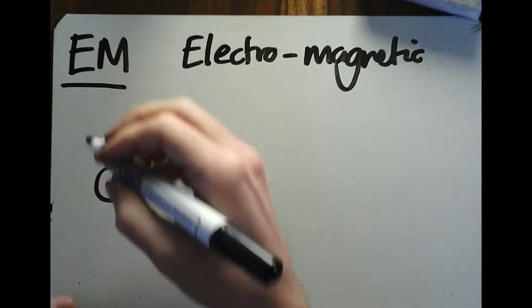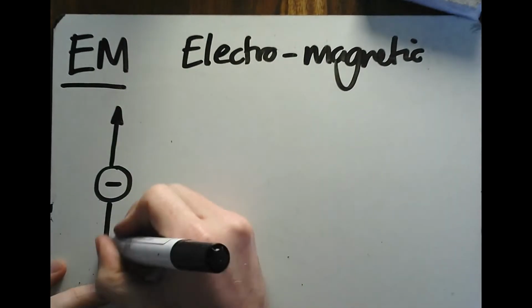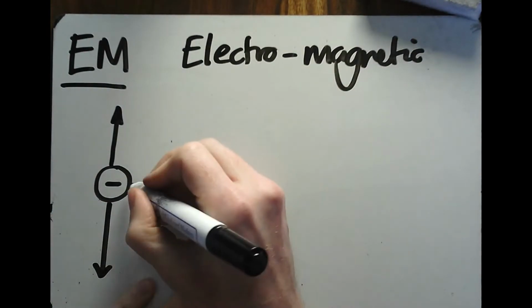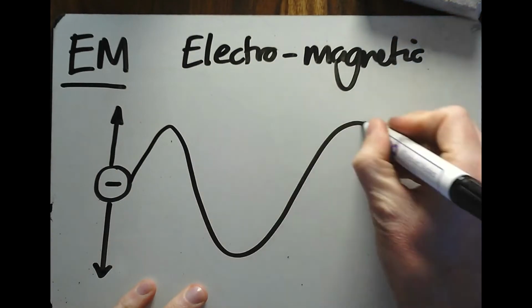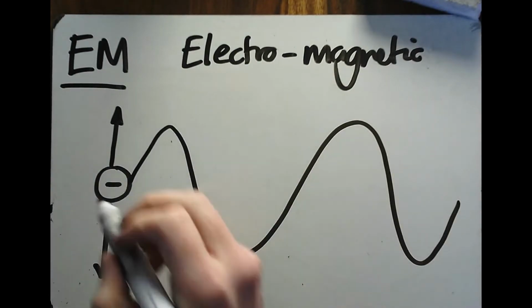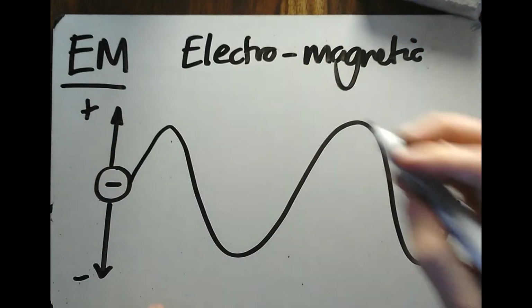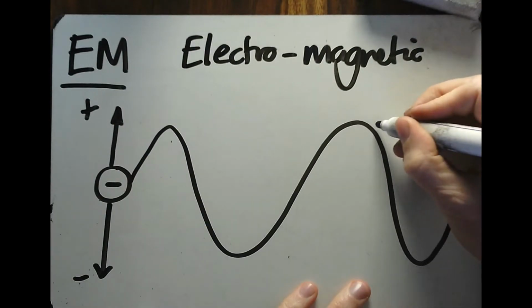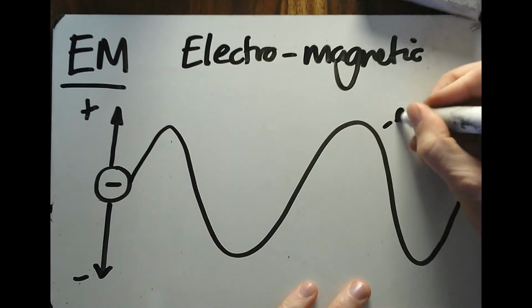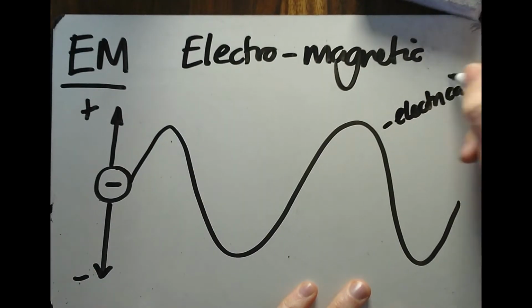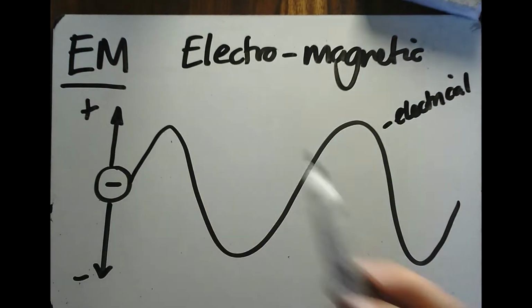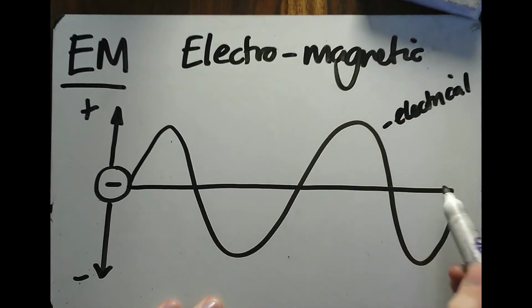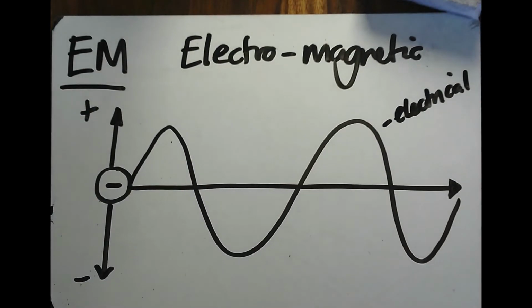Now, when an electron oscillates, so it moves up and down, it does exactly the same thing as when I was moving my block of wood on the water. We get a wave produced that is like this. So this is the positive, this is the negative. So this is the electric part of the wave. So this is the electrical. So it's this up and down here. So when the electron is moving up, we get a positive electrical, and then down we get a negative electrical. I'm going to draw my area of no disturbance here.